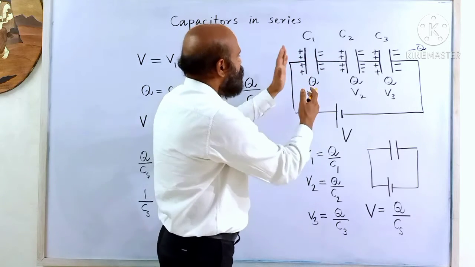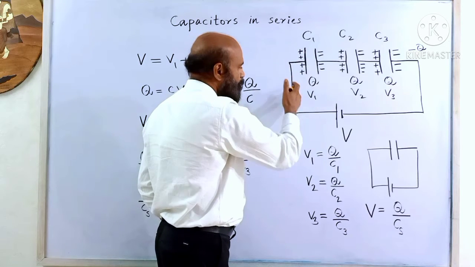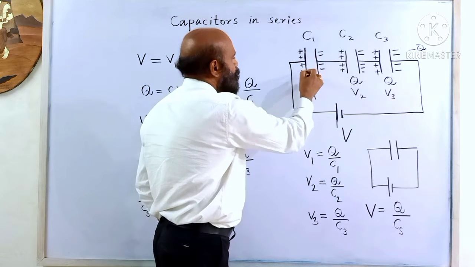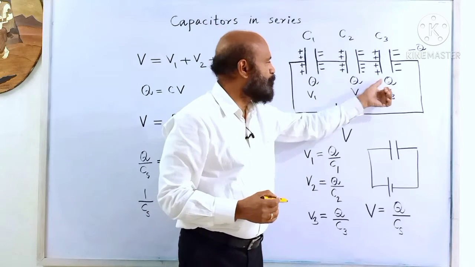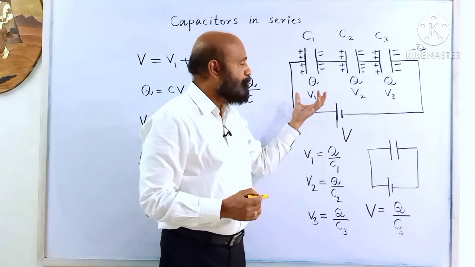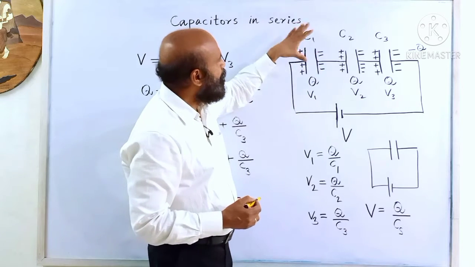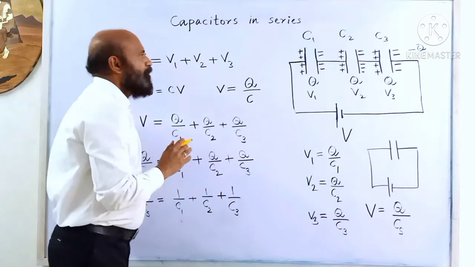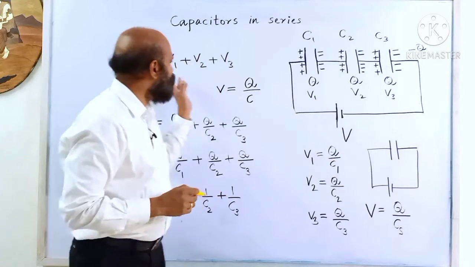And the left plate of this capacitor will push electrons to the positive terminal of the battery, so this will become positively charged. So each capacitor will have the same charge Q, Q, Q, but the potential differences will be V1, V2, V3. The capacitors are usually different, C1, C2, C3. Then the total voltage V can be written as V1 plus V2 plus V3.